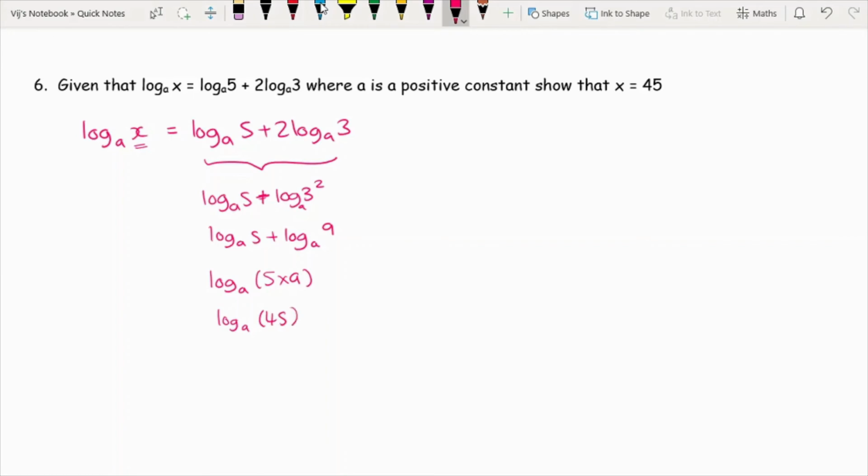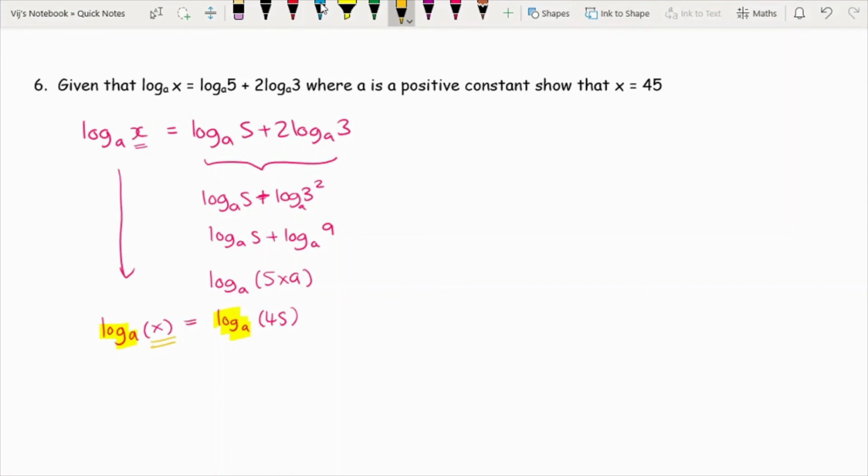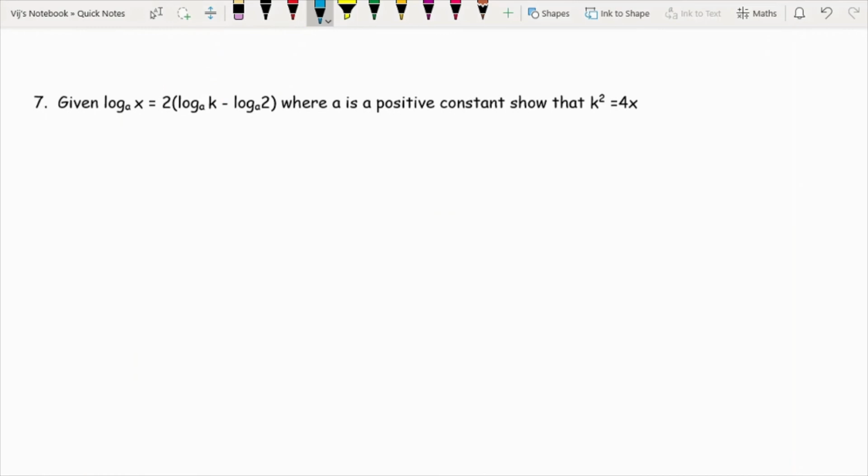Now if I bring this back down, I've got log a of x. As you can see, both sides have got a log to the base a, so the only thing that's actually different is going to be the 2 brackets. Therefore x equals 45, and that is what they wanted me to prove. So moving on to a similar question in question 7.